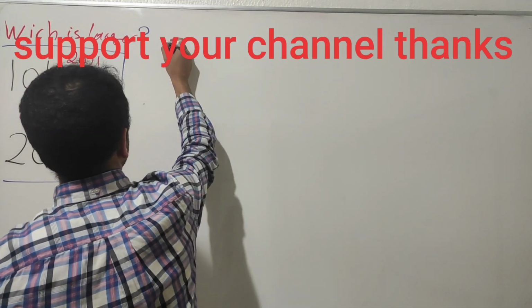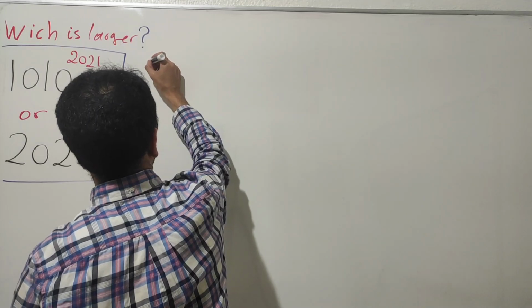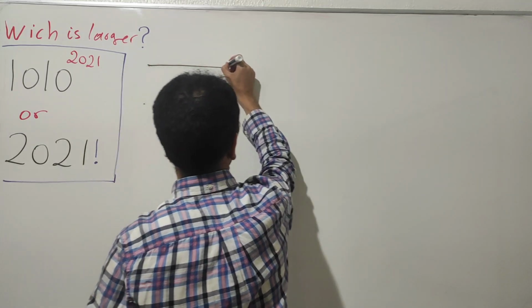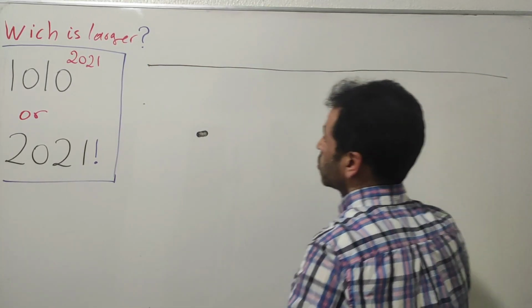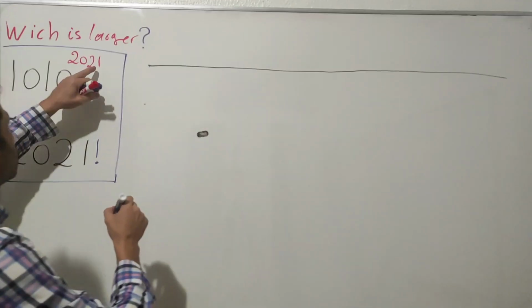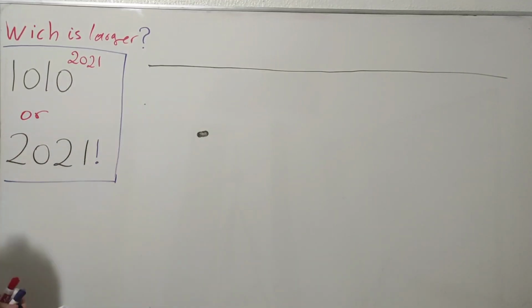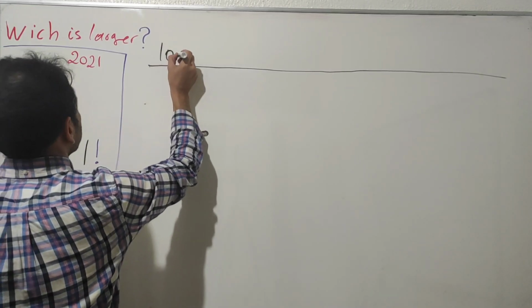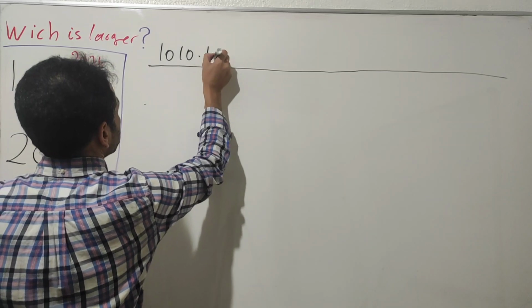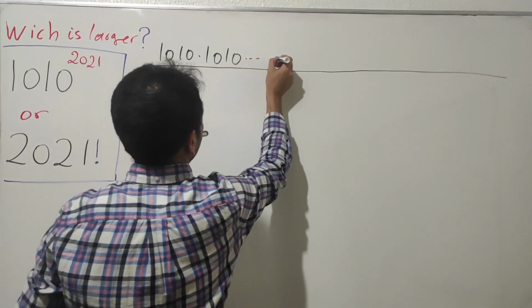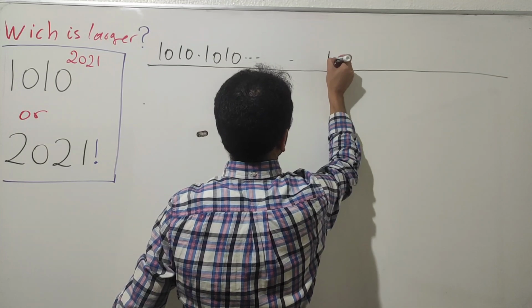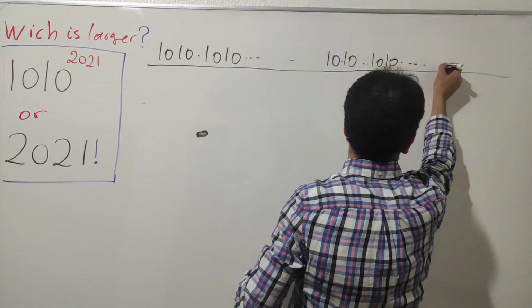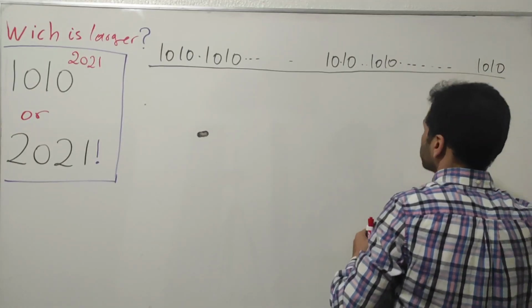So let's put this one in the form of a fraction. We get 1010 to the 2021. I'm going to write this one 2021 times. I get 10 multiplied by 10, all the way down to the middle, 10 and keep going all the way down to the last 10, like this.